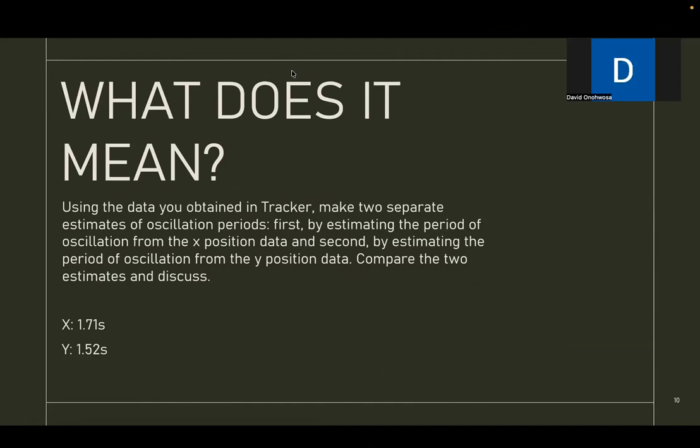And then for the what does it mean, we wanted to find two separate estimates. The first one being the oscillation period in the X direction, and the second one being the oscillation period in the Y direction. And so for the X, we got 1.71, and for the Y, we got 1.52 seconds.